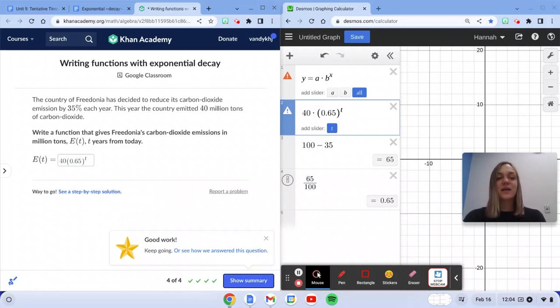Perfect. Take notes on this, especially the parts that stayed the same, like finding the decay factor, like finding the initial value, because that's going to help you with the rest of the problems.